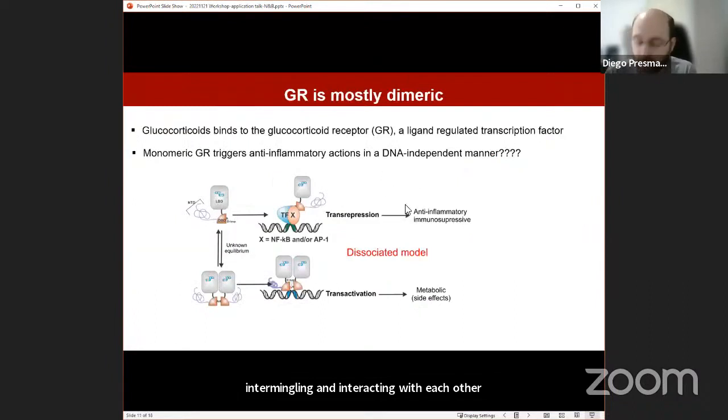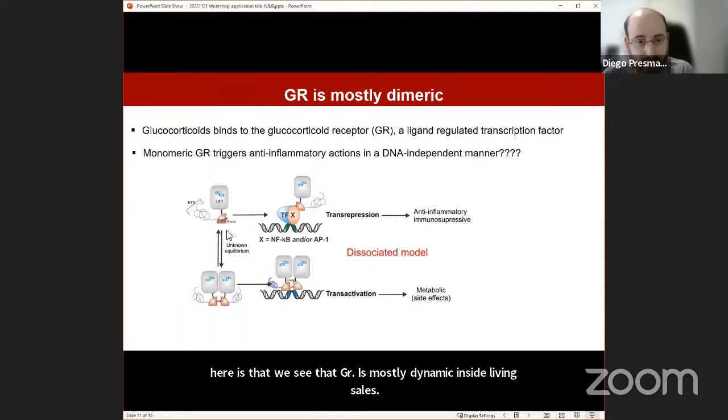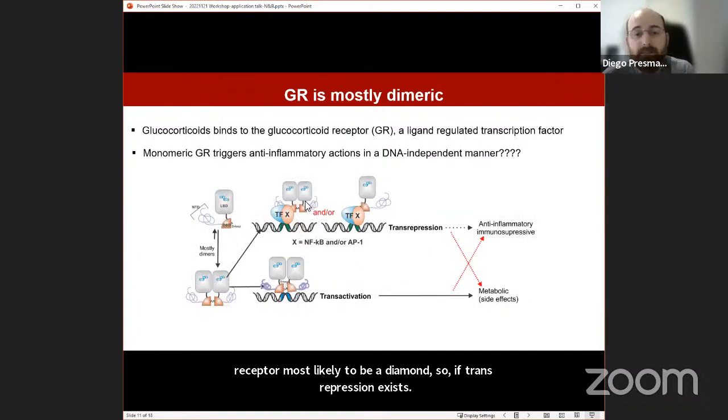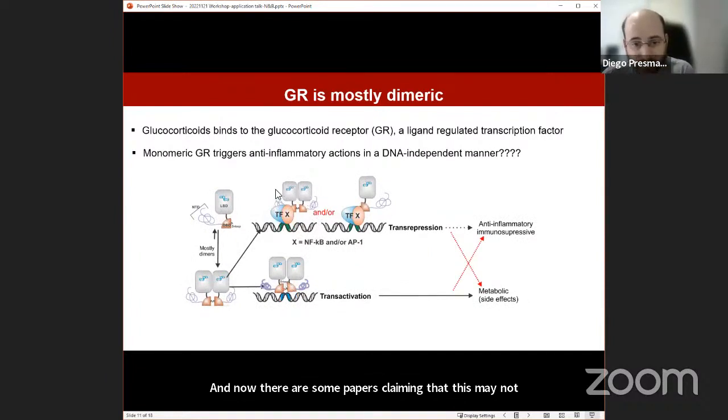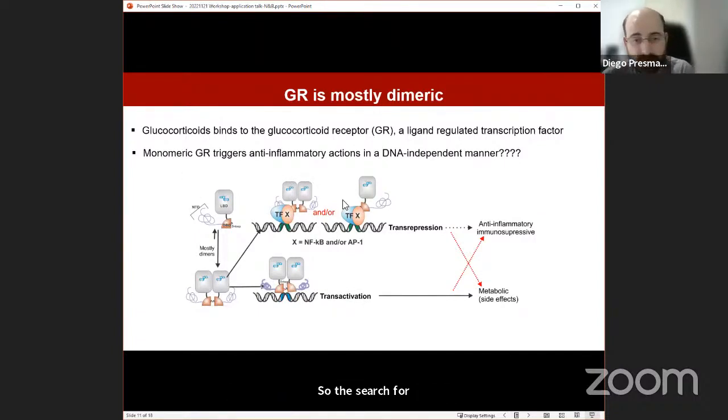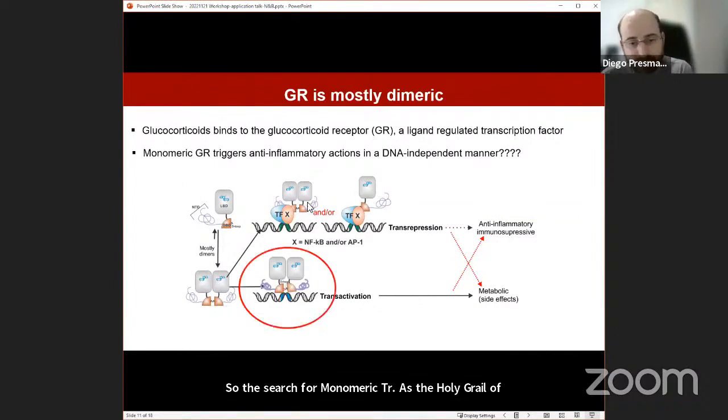So the take-home message that I want to leave you with is that GR is mostly dimeric inside living cells. So the idea that there is this equilibrium in the cells is likely inaccurate, and the active receptor is most likely a dimer. So if transrepression exists, and now there are some papers claiming that this may not be the case, but if it exists, it most likely occurs through the dimeric form of GR. So the search for monomeric GR as the holy grail of finding anti-inflammatory action is probably not going to work.